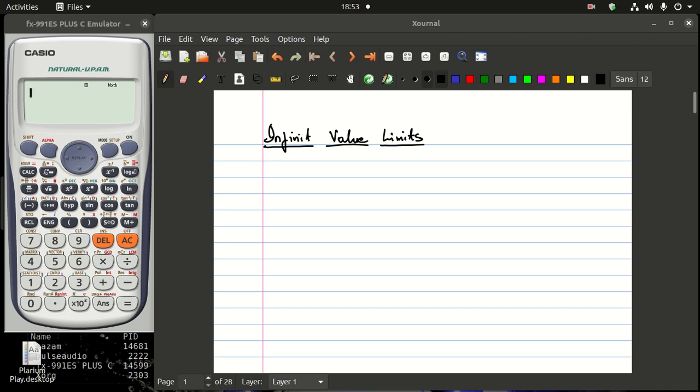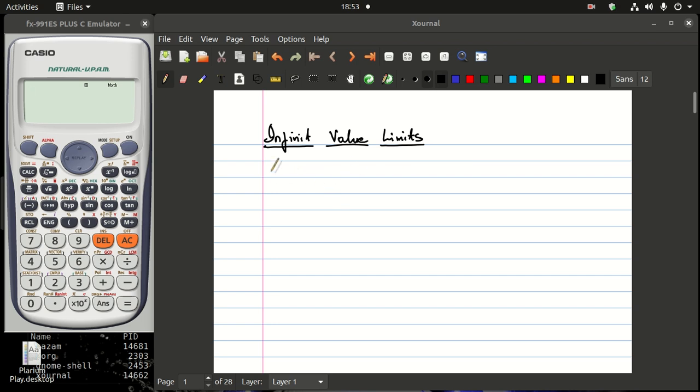Our main goal would be vertical asymptotes, and maybe at a later stage, when we are actually dealing with limits at infinity, that's when we'll start talking about horizontal asymptotes. For now, we are only talking about vertical asymptotes.